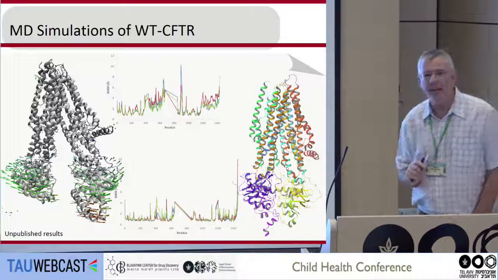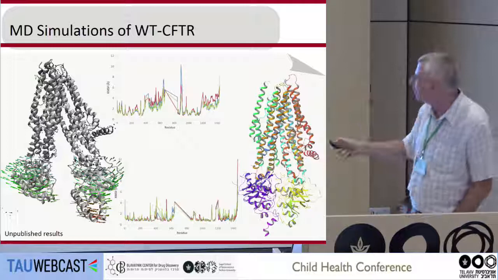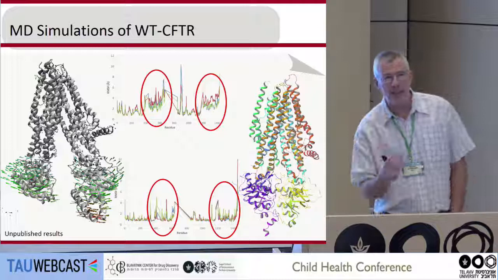Okay, so this is wild type CFTR, and we can do MD simulation on this, and we can get what seems to be reasonable results. The protein is fluctuating. There are certain fluctuations which are higher in the cytosolic region than in the TM, and this makes sense because in the TM there are lipids, so the structure is not free to move.